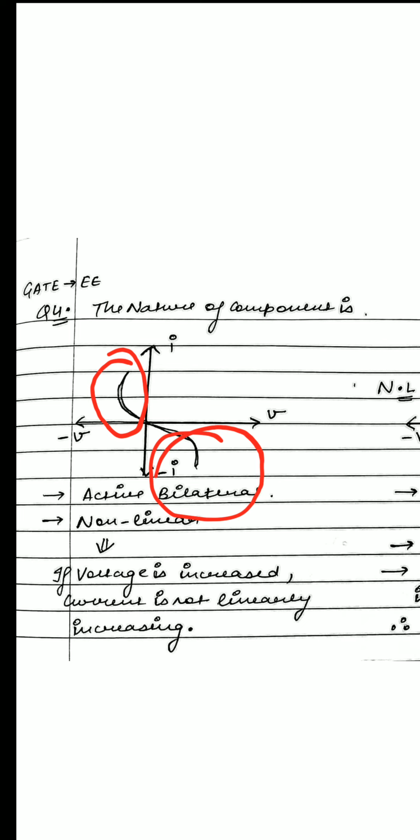Linear components are those where, if we increase the voltage, the current also increases, that is, the amount of increase on the x-axis should be the same as the amount of increase on the y-axis. The increment should be the same. So this is the answer to the first question: it is active, bilateral and non-linear. Now the second question.